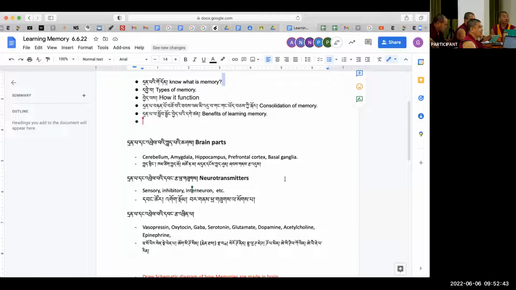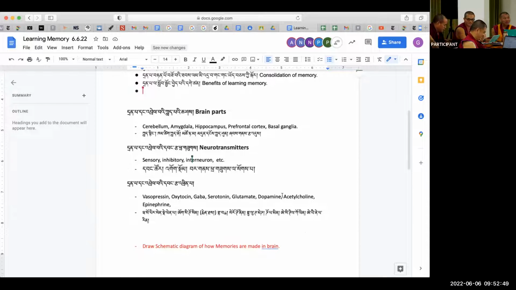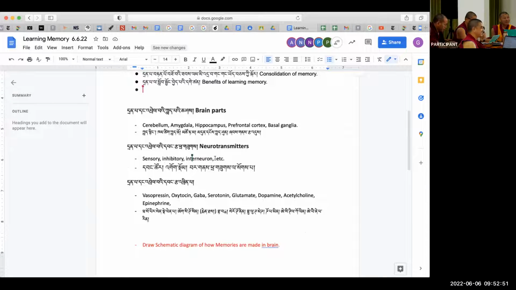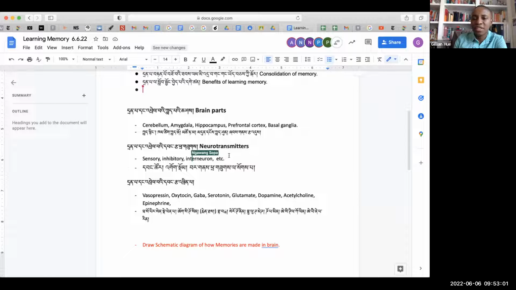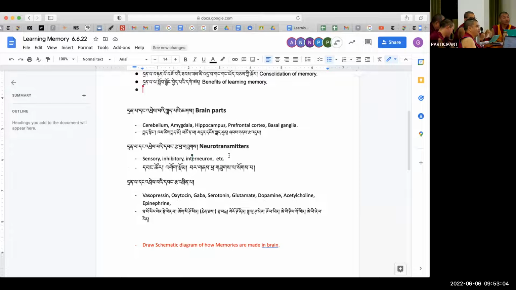And then specifically finding the neurotransmitter, they have come up with sensory, inhibitory, interneurons. Only these three are the neurons that are involved in the system.